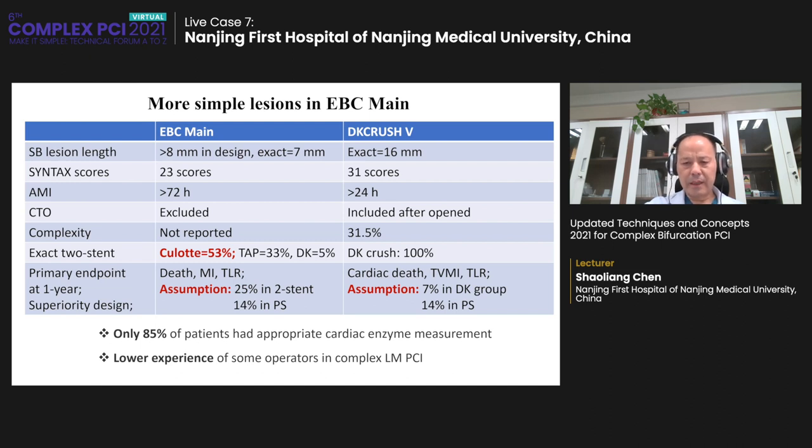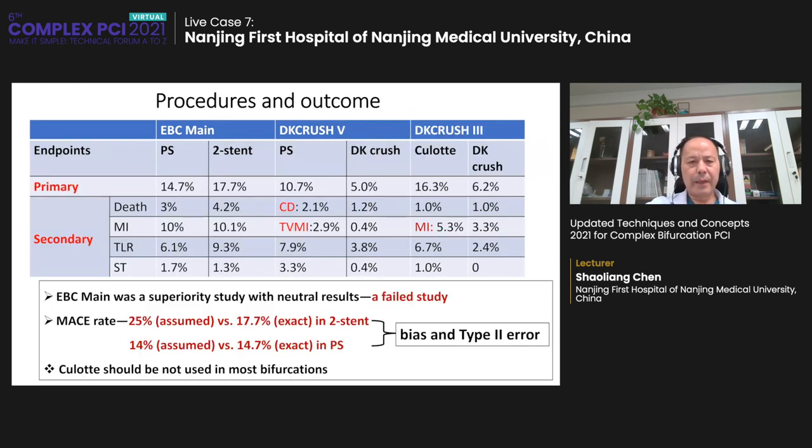Interestingly, from our DKCRUSH-V study, the composite MACE rate was 10% in the DK crush group compared to 14% in the provisional group. Another two very important things from EBC MAIN: only 85% of the patients had appropriate cardiac enzyme measurements, and most of the patients from EBC MAIN had very low experience of PCI for complex left main lesions.